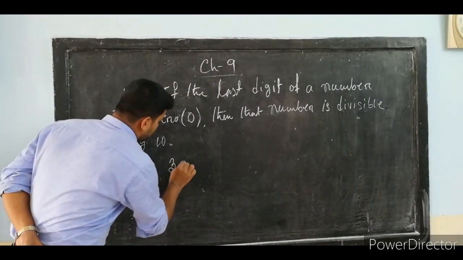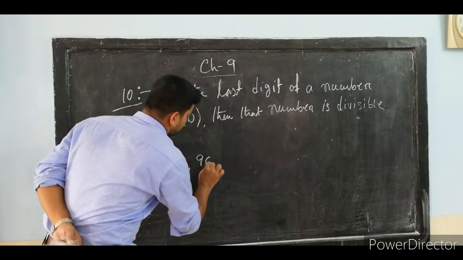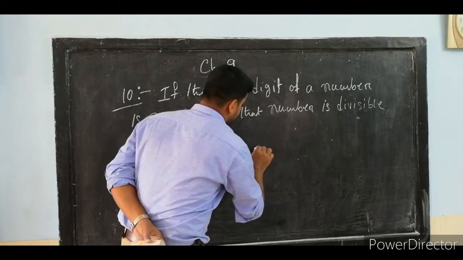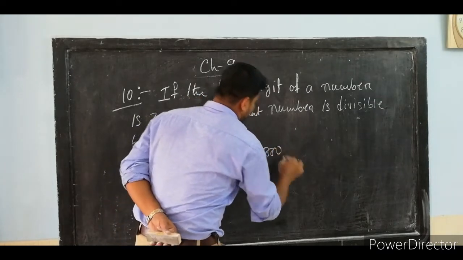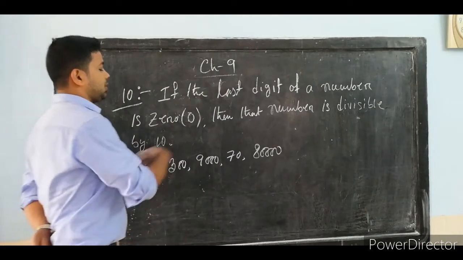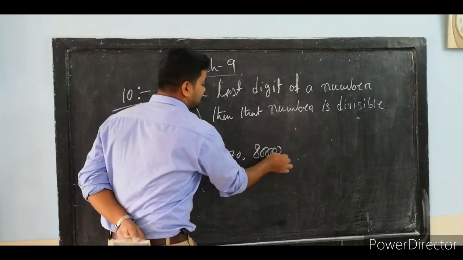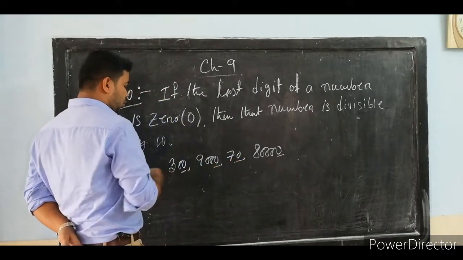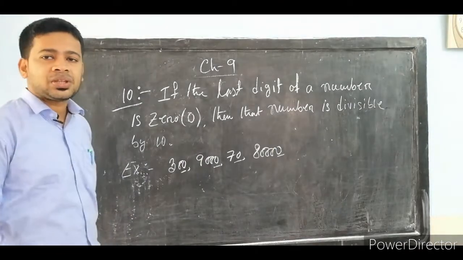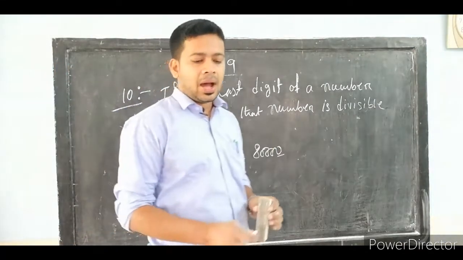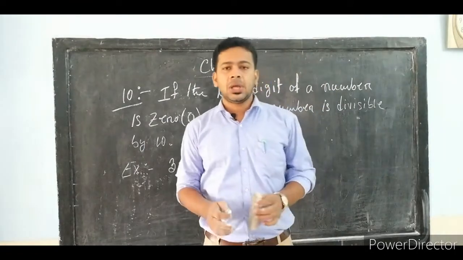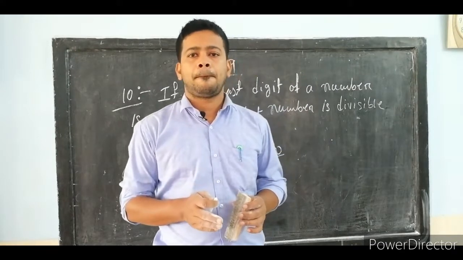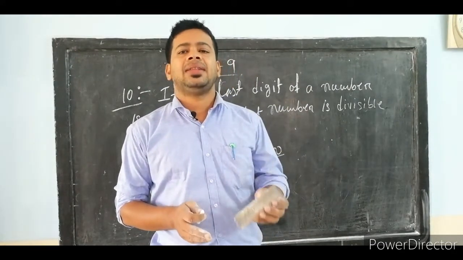So 300, 9,070, or any number. In these large numbers we will not see all these things, we will see only the last digit. Since the last digit is 0, here it is 0, 0. So all these numbers can be divisible by 10. So these are the divisibility rules for different numbers. We have learned the divisibility rule for 2, 3, 4, 6, and then 9 and 10.